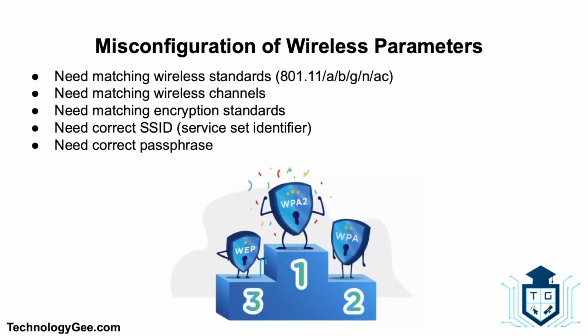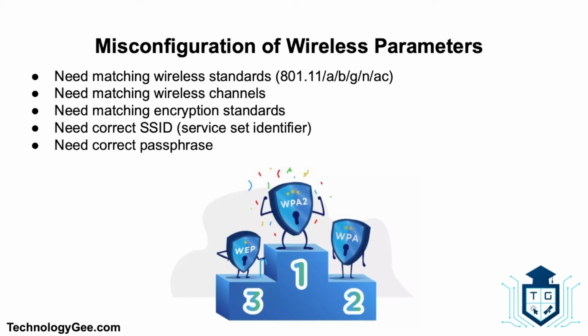Let's talk about misconfiguration of wireless parameters. A variety of wireless parameters must match between a wireless client and a wireless access point for communication to occur. For example, the client needs to be using a wireless standard that's supported by the wireless access point, such as the 802.11 a, b, g, n, and ac standards. Wireless channels must also match. However, wireless clients usually automatically set their channel based on the wireless access point's channel.